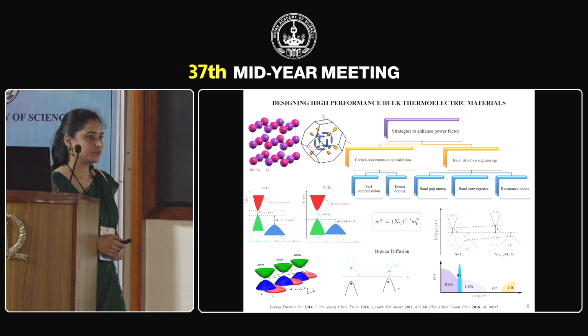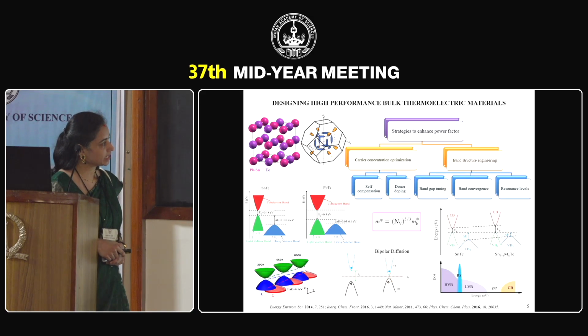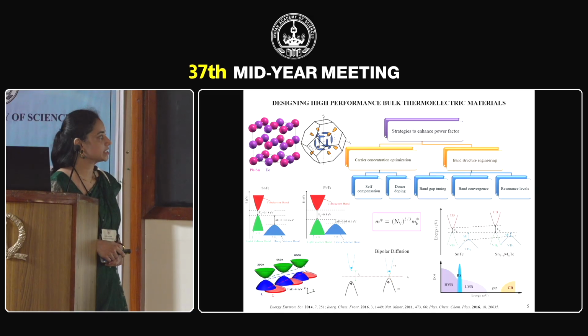The Seebeck coefficient of a material is directly proportional to density of state effective mass, which is given by this equation. Here NV is the number of degenerate valleys and MB star is band effective mass. So in case of tin telluride, we have valence band, that is light hole valence band at L point with NV of 4, and we have heavy hole valence band at sigma point with NV of 12. So when we converge these two, then we will have increased NV.